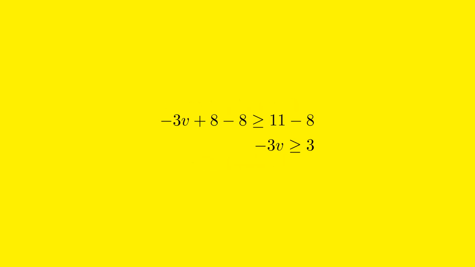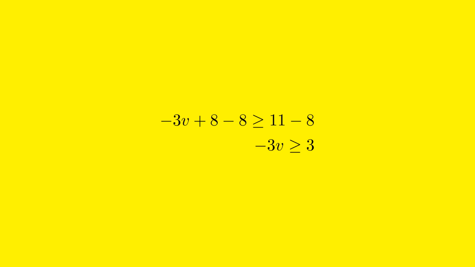To solve the inequality -3v plus 8 is greater than or equal to 11, we begin by isolating the term involving the variable v. First, we need to eliminate the plus 8 on the left side of the inequality. We do this by subtracting 8 from both sides of the inequality to maintain balance. This results in the following expression. -3v plus 8 minus 8 is greater than or equal to 11 minus 8. Simplify both sides by performing the subtraction. -3v is greater than or equal to 3.